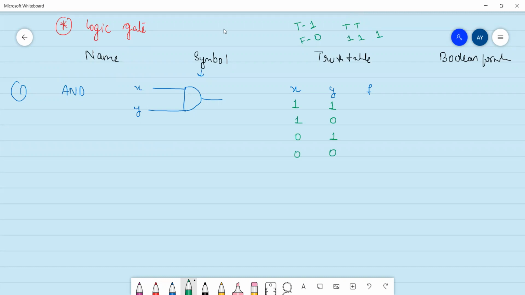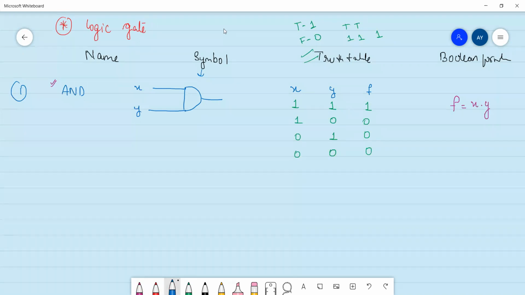So what is the truth table for AND? Whenever you have two truths, then only it will be true. The rest of the elements will be false. So this is what the truth table of AND is. And what will be the Boolean formula for this? It will be F equals to, as we are talking about AND, X dot Y. Okay, X into Y.